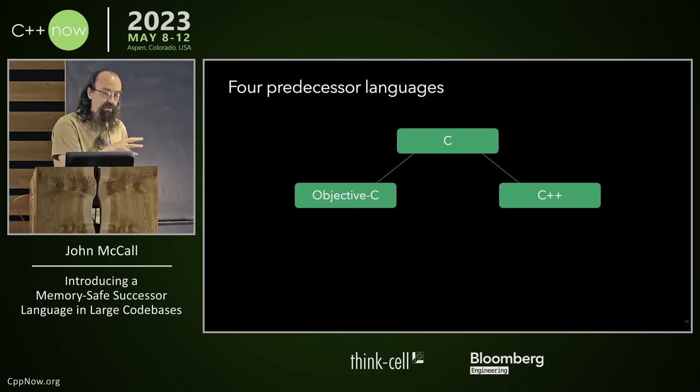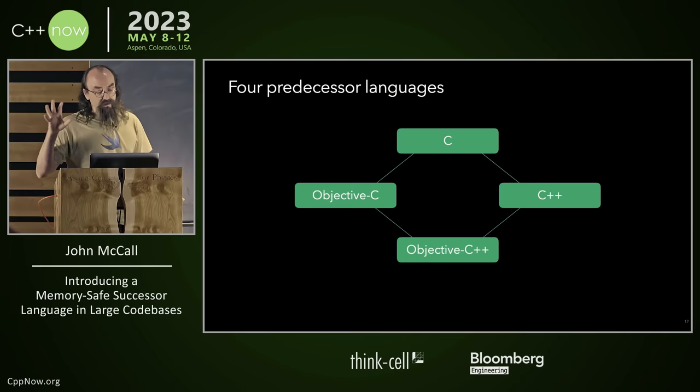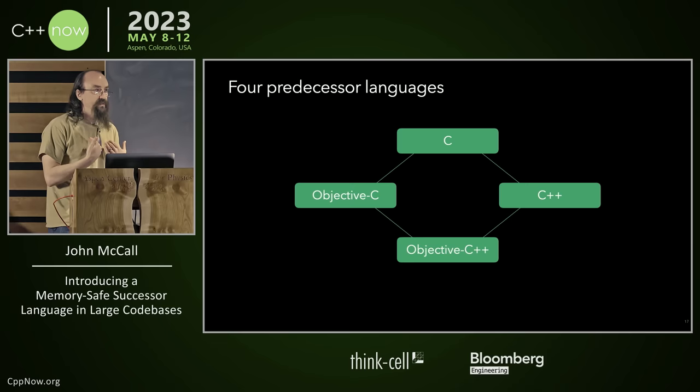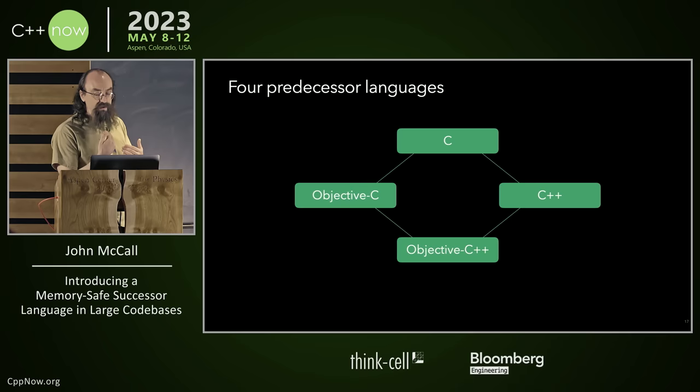And then Objective-C adds some things to C, and so does C++. What they add is fairly orthogonal, so it's possible to use both of them in a single translation unit. We call that mode Objective-C++. And this is especially useful when you need to use libraries written in really any combination of these systems.